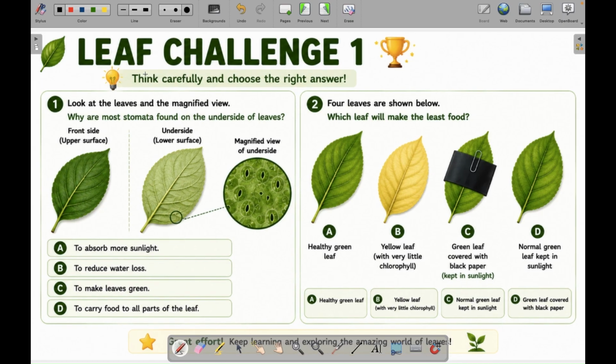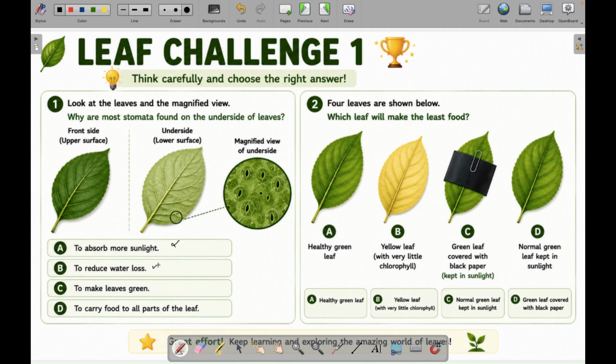So now that we are done with the concepts, we'll see some challenges and check our understanding of the topic. The first question, we need to look into this figure and then answer the given question. It says, why are most stomata found on the underside of leaves? This is the front side and this is the underside, and we have seen that stomata are mostly present on the underside. Is it to absorb more sunlight? No, we know that stomata are not required to absorb sunlight. It is the chlorophyll that is required. Is it to reduce water loss?